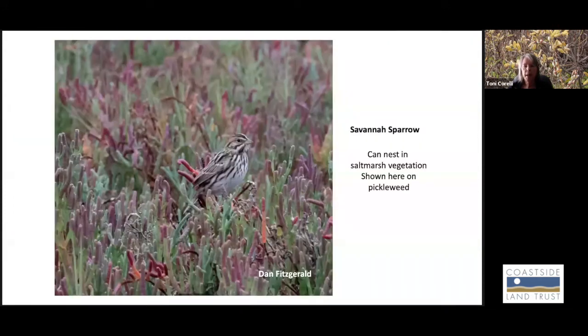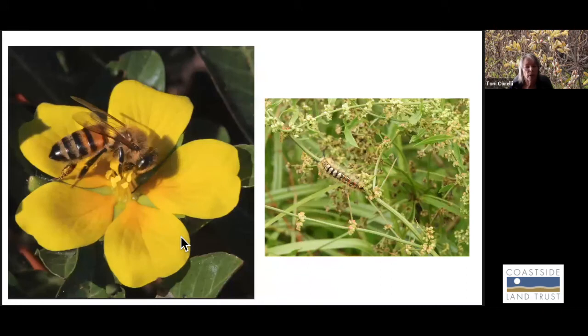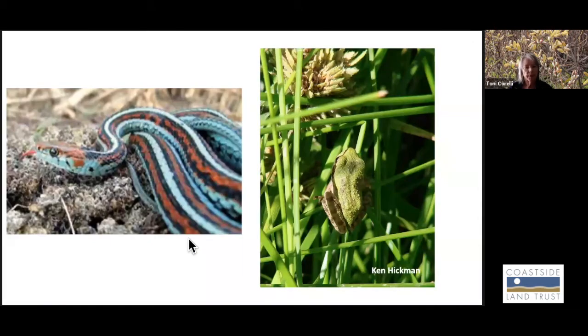This photo from iNaturalist taken at Pescadero Marsh showing the savanna sparrow in the pickleweed. Pollinators and caterpillars, snakes and frogs, and many other animals as well, using the wetland habitats along the San Mateo Coast.